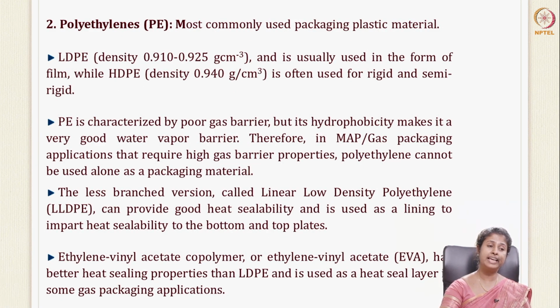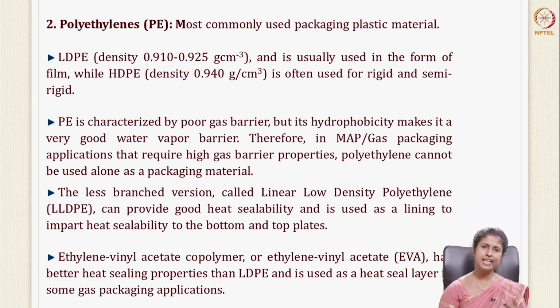Second one is polyethylene. Most commonly used packaging material, LDPE, very familiar to you all by now. Density is around 0.910 grams per cubic centimeter, and it's usually in the form of films. While HDPE is usually used for your rigid and semi-rigid containers. Though HDPE has less gas barrier, it is very hydrophobic and does not allow moisture, which makes it a very good water vapor resistant barrier.